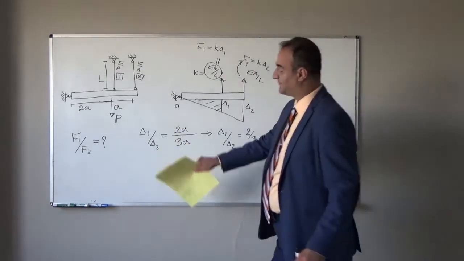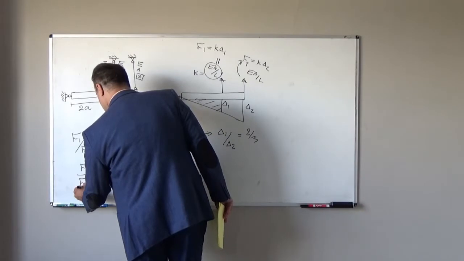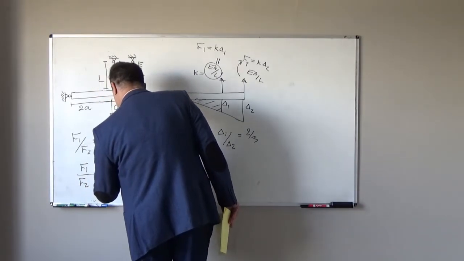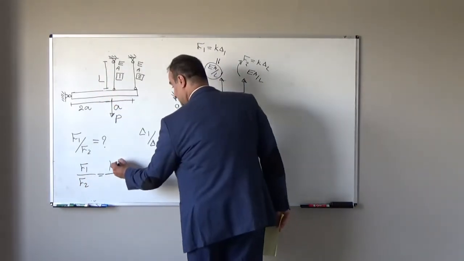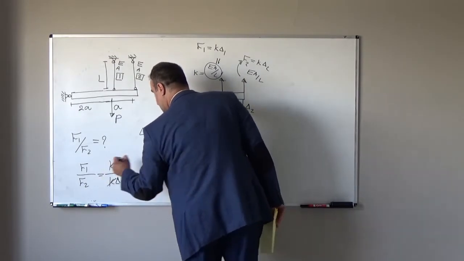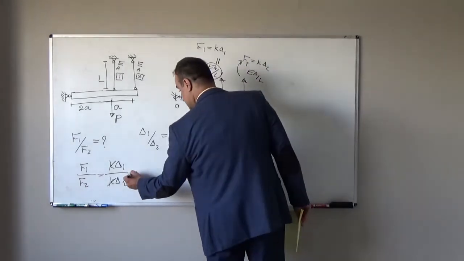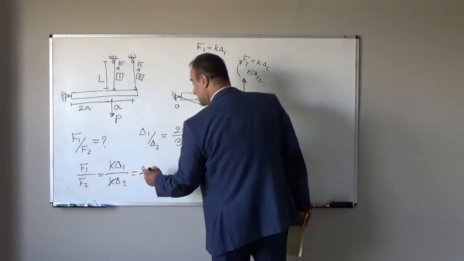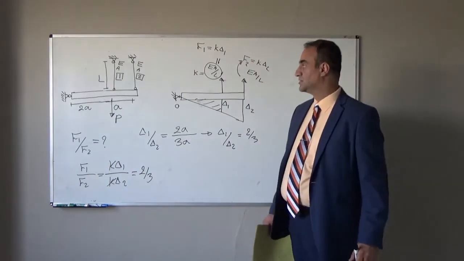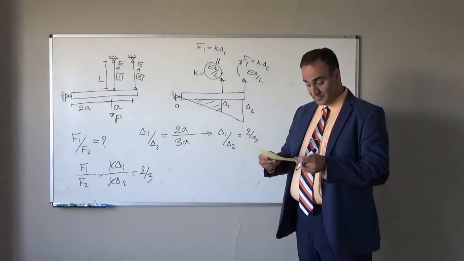So, F1 over F2 will be K delta 1 over K delta 2. K and K cancel each other. Delta 1 over delta 2 is 2 over 3. So the ratio of F1 over F2 will be 2 over 3.